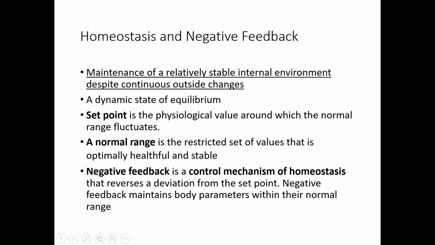So again, what is homeostasis? Relatively stable internal environment. It keeps a lot of things within, we call them values, inside of the normal range. In the middle of the normal range, there is a set point. And the mechanism that maintains homeostasis is called negative feedback.